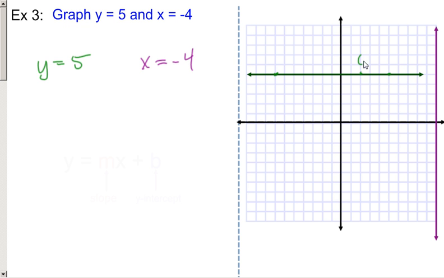If you notice, if I pick any point on this, it's going to have a y value of 5. So this is 2, 5. This is 5, 5. And this one over here is 1, 2, 3, 4, 5, 6, 7, negative 7, 5. All of these have values of y equals 5. So therefore, we've graphed y equals 5.